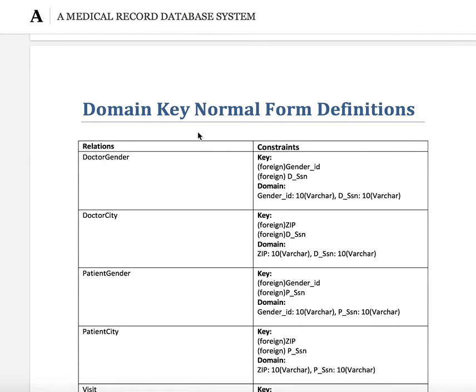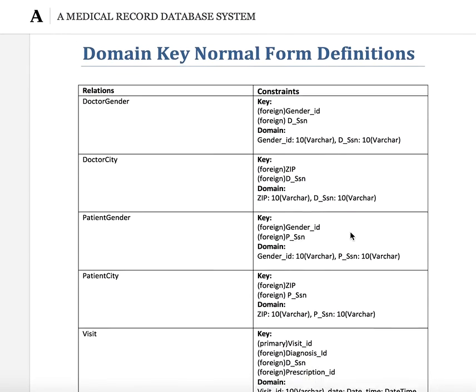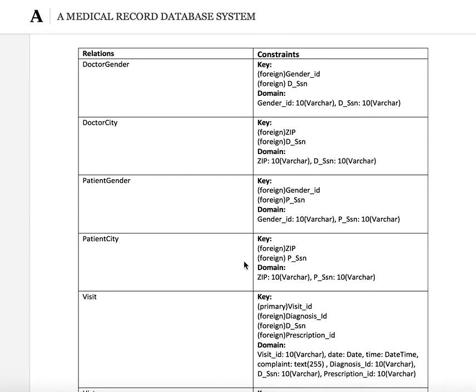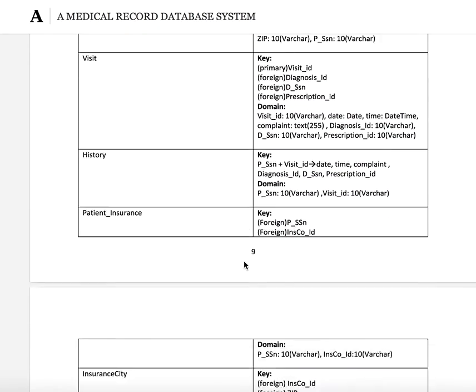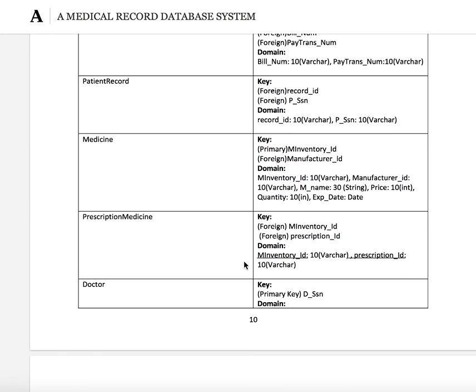Okay, so they still go to domain key normal form definitions. So like I said, with the doctor and the gender, as you can see, they have the foreign keys with the gender and the social security number, and also with the domain, it's the gender ID, and it shows the variable character. And as you can see, it does with the rest. And you have to remember, it's very important for it to do that.